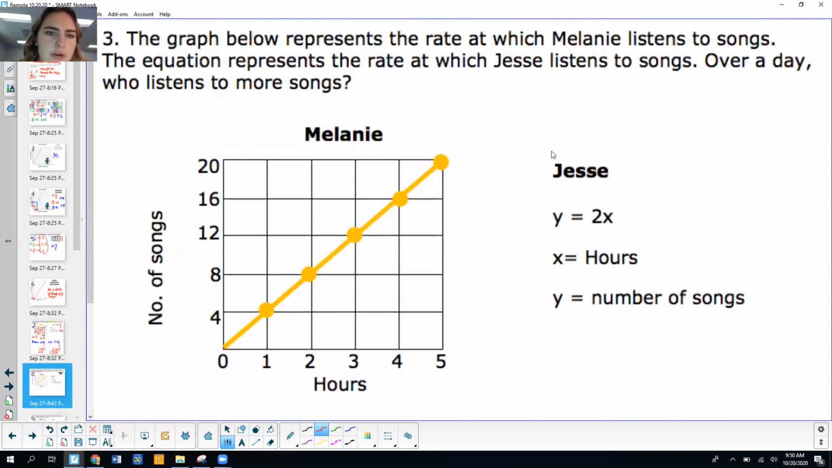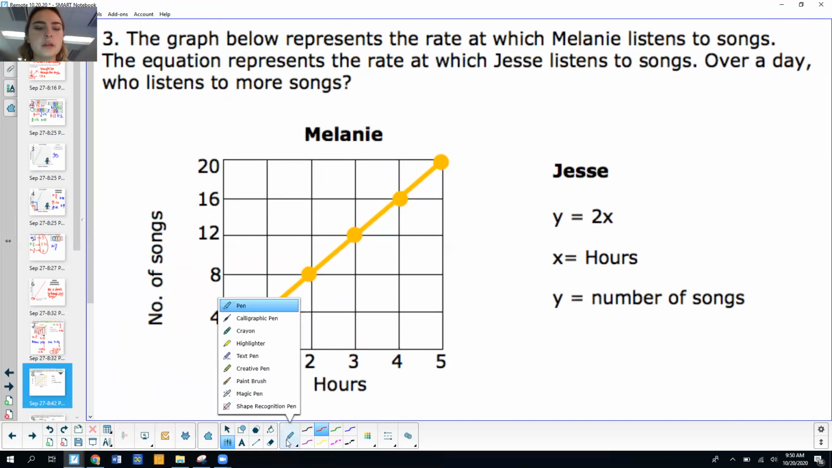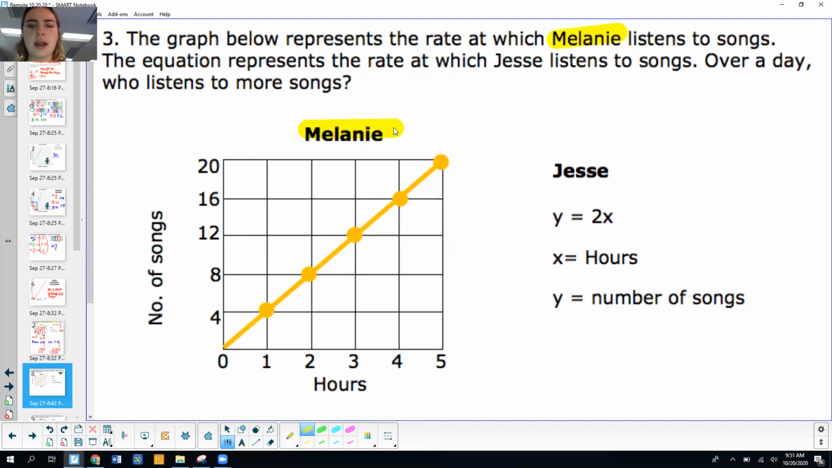All right, same thing over here. The graph below represents the rate at which Melanie listens to songs. So we're comparing Melanie, her graph, to Jesse's equation. It says the graph below represents the rate at which Melanie listens to songs. The equation represents the rate at which Jesse listens to songs. Over a day, who listens to more songs? So we're trying to compare this table to this equation.